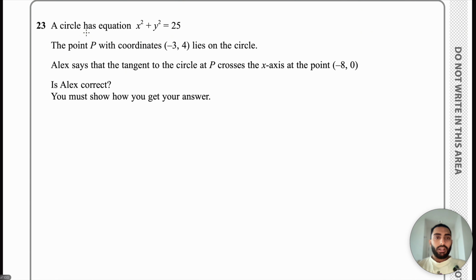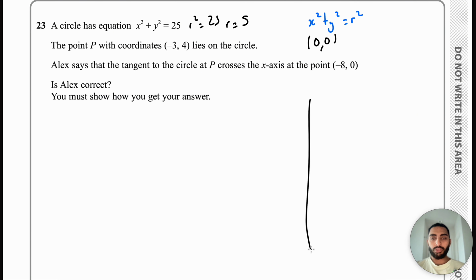Question 23. A circle has equation x squared plus y squared is equal to 25. What's the general equation for a circle? That would be x squared plus y squared is equal to the radius squared. And this is telling me two things. It's telling me the center of the circle is at (0, 0), and it's telling me what the radius is. So here, because r squared is equal to 25, the radius, the square root of 25, is 5.